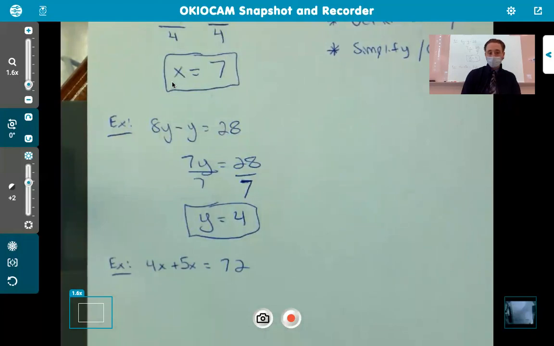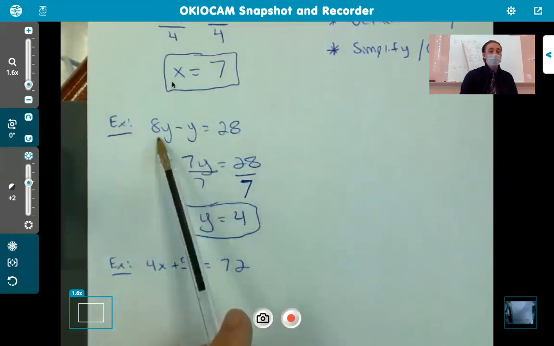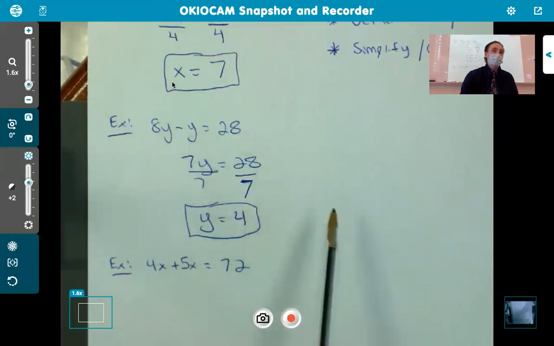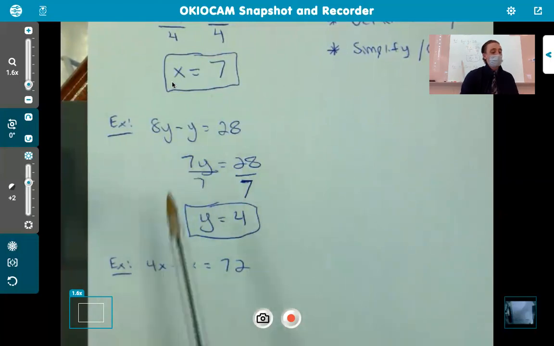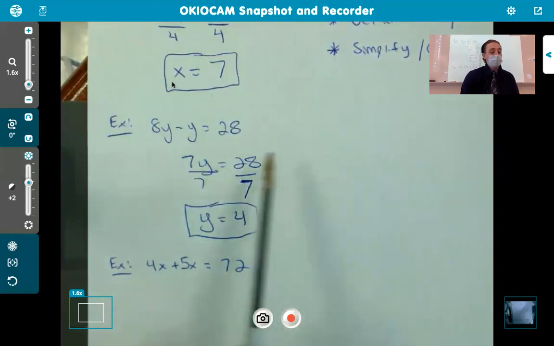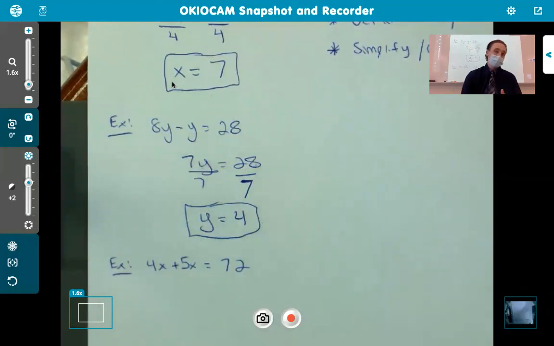That would be your final answer. To check your answer, you took 4 and plugged it back in. You have 8 times 4. What's 8 times 4? What's 32 minus 4? 28, right? And I would get 28 equals 28 on both sides. Right? So then I know I have the right solution.